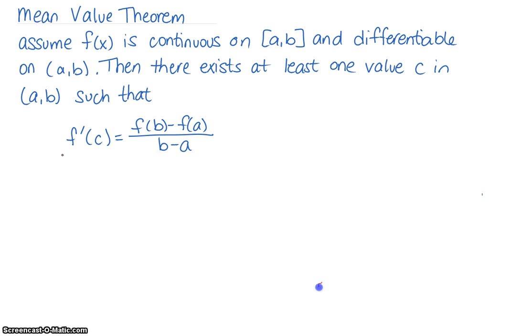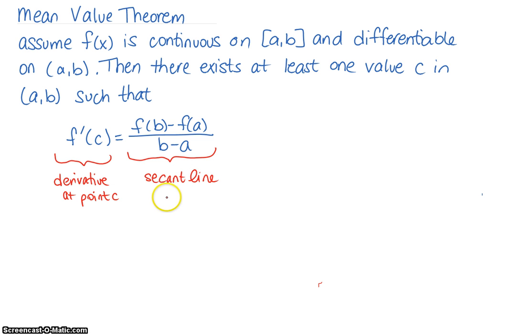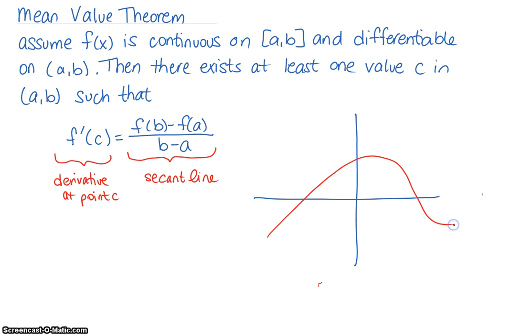So the actual function here, this portion here, is the derivative at point c, which is equivalent to the slope of the secant line of the two endpoints, points A and B. What that visually means is that if you have a graph, any curve, let's just say it goes like so, and we have our two points A and B, this point and this point here.